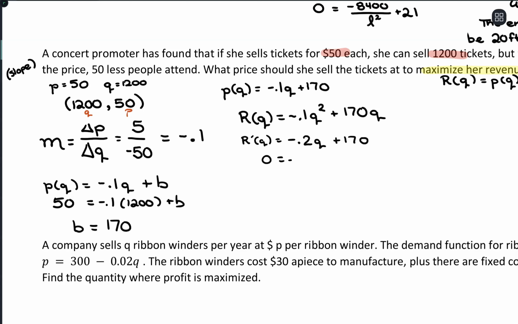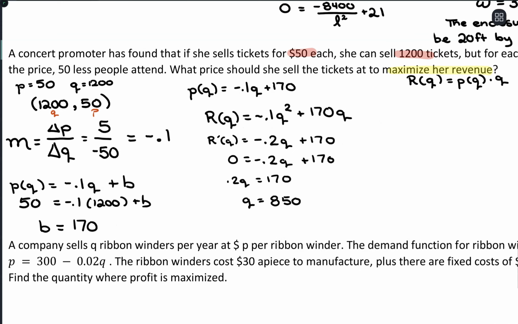Set that equal to 0 and solve. So 0.2 Q equals 170, so Q is going to be equal to 850. So we found the quantity of tickets to sell in order to maximize revenue, but our question is, what price should she sell the tickets at to maximize revenue?